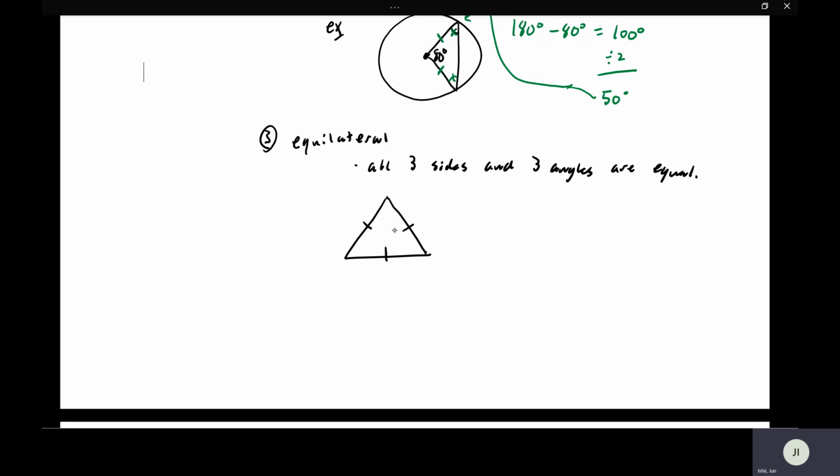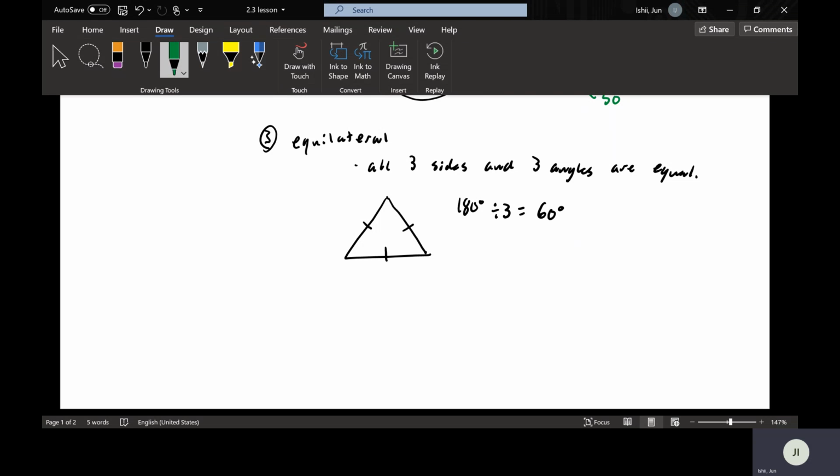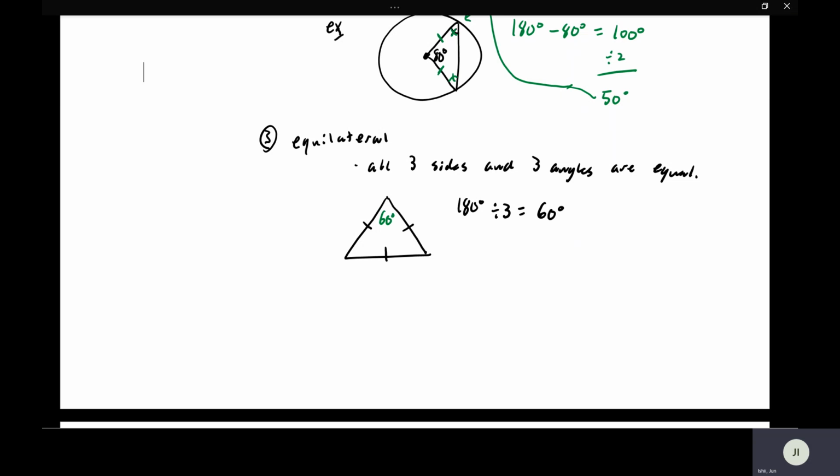What that means is that if all 3 sides are equal, then all 3 angles must be equal. And if angles in a triangle add to 180, and I divide that by 3, each one of these angles has to be 60 degrees. So this is 60, 60, 60, since angles in a triangle add to 180. So for equilateral triangles, each angle is 60 and all the sides are the same.